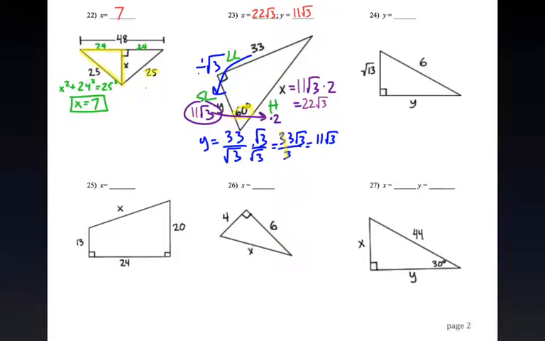All right, number 24. We don't have 30 degrees or 60 degrees or 45 degrees, but I do have two sides, missing a third. Pythagorean theorem. Y squared plus the square root of 13 squared equals 36. Y equals the square root of 23, which does not simplify. That is your answer.